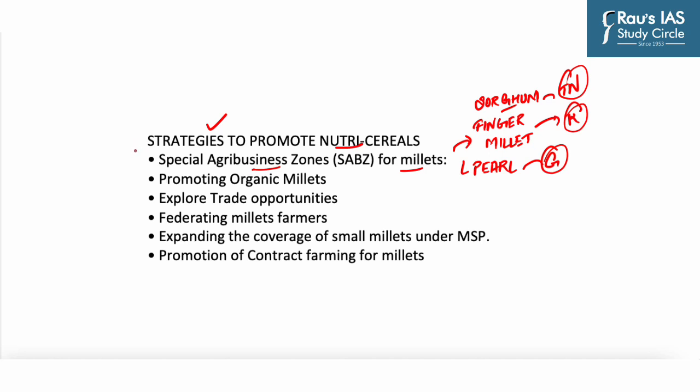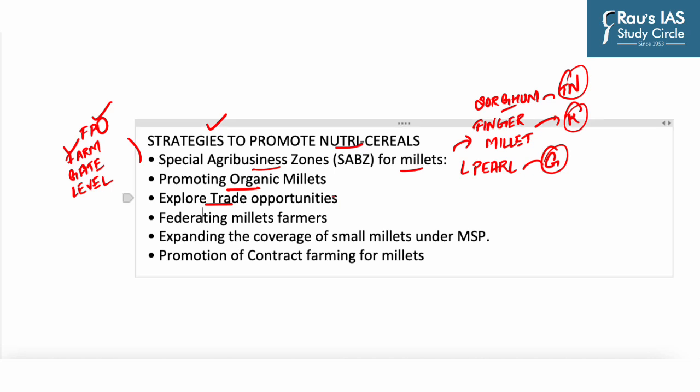So these special agribusiness zones can develop around farmer producer organizations, farm gate level processing facilities, warehouse units, and value added food products. Next suggestion is promoting organic millets to cater to increased demand from consumers. Next is to explore trade opportunities. Why? Because export of Indian millets has not been up to the mark as compared to other cereal grains. Why? Due to poor quality. So for this, farmers need to be educated about quality concerns at all stages of production and harvesting.